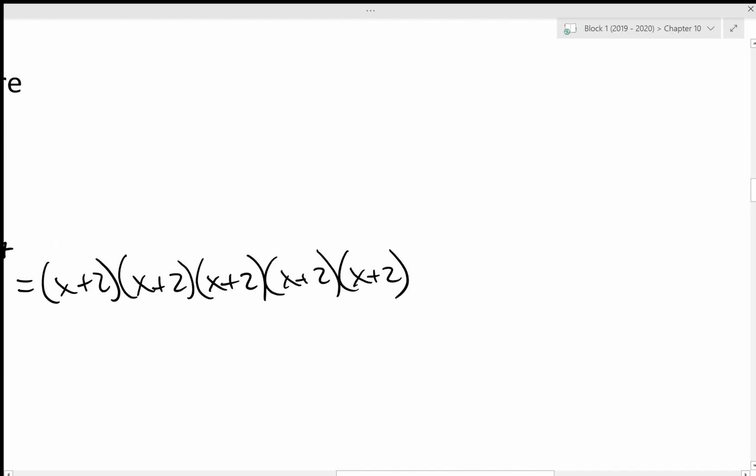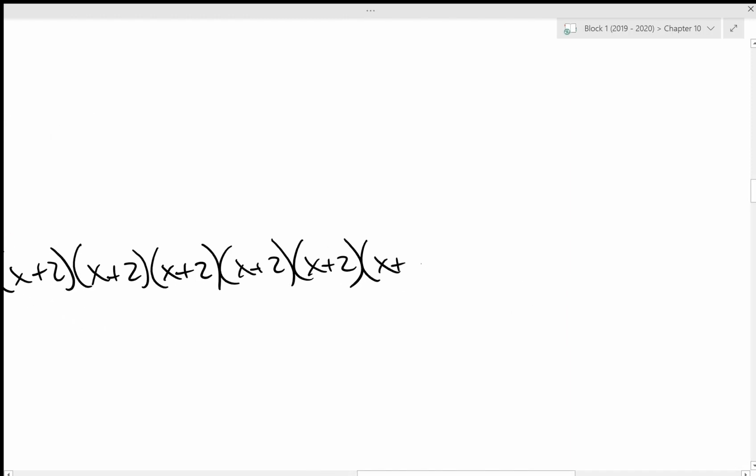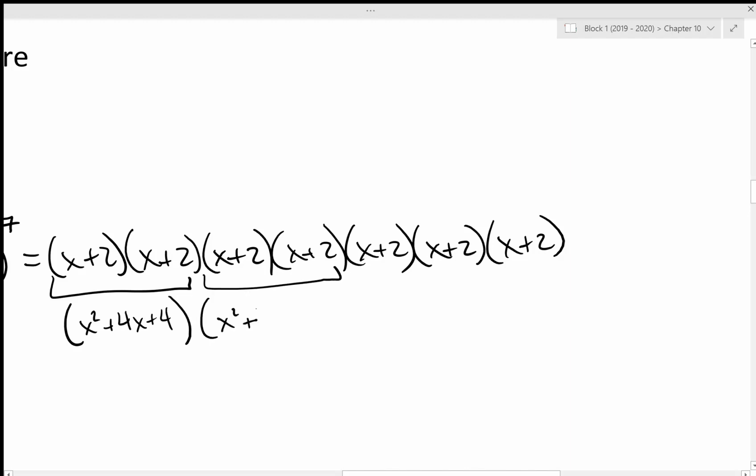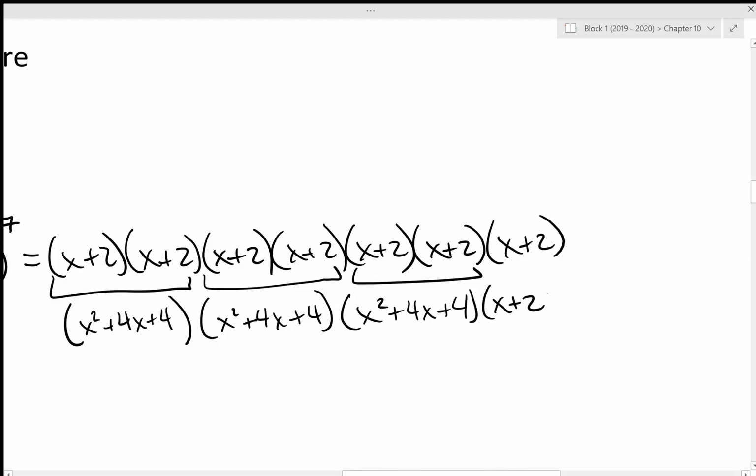x plus 2, x plus 2, x plus 2. So basically what I would do is take it 2 at a time and do my FOIL. So I get x squared plus 2x plus 2x, which is plus 4x plus 4. And then I'd get that here, and then I'd get that here. And then I just have this little x plus 2 left.